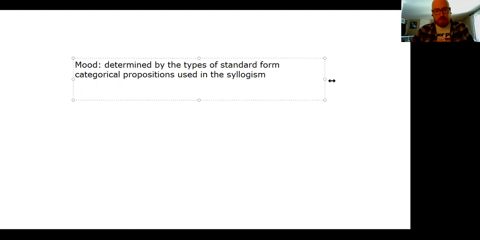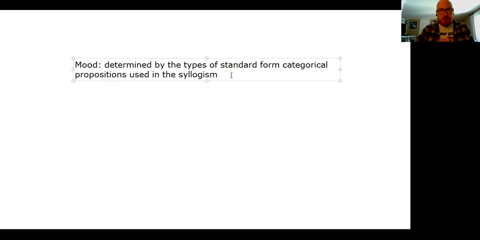Now, what the shorthand notation represents, first of all, is the mood of the syllogism. Okay, so the mood of the syllogism is determined by the types of standard form categorical propositions used in the syllogism. Okay, so bear in mind we've got 4 standard form categorical propositions, and the shorthand notation stands for those 4 letters. So this is what the letters represent.